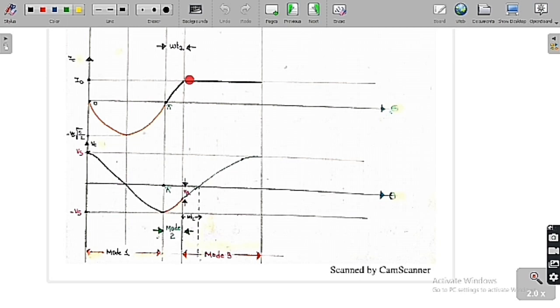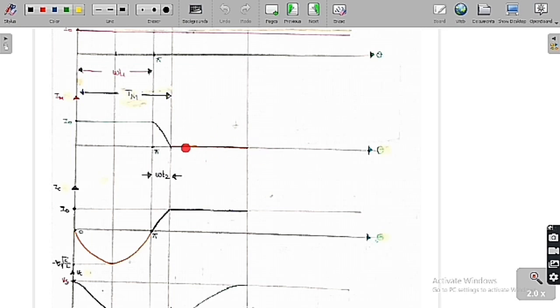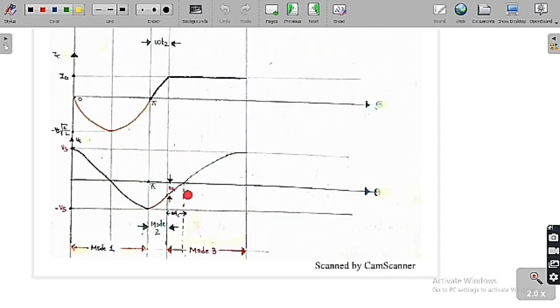Whereas Ic is always constant. It is equal to the load current itself all the time. Even in mode 3 it is the same. So this is mode 1, this is mode 2, and this is mode 3. In mode 3 the capacitor current is always equal to I naught. So in mode 3 the main thyristor current is always equal to 0, whereas the load current is constant. Finally the capacitor voltage is going to charge up to the supply voltage Vs.